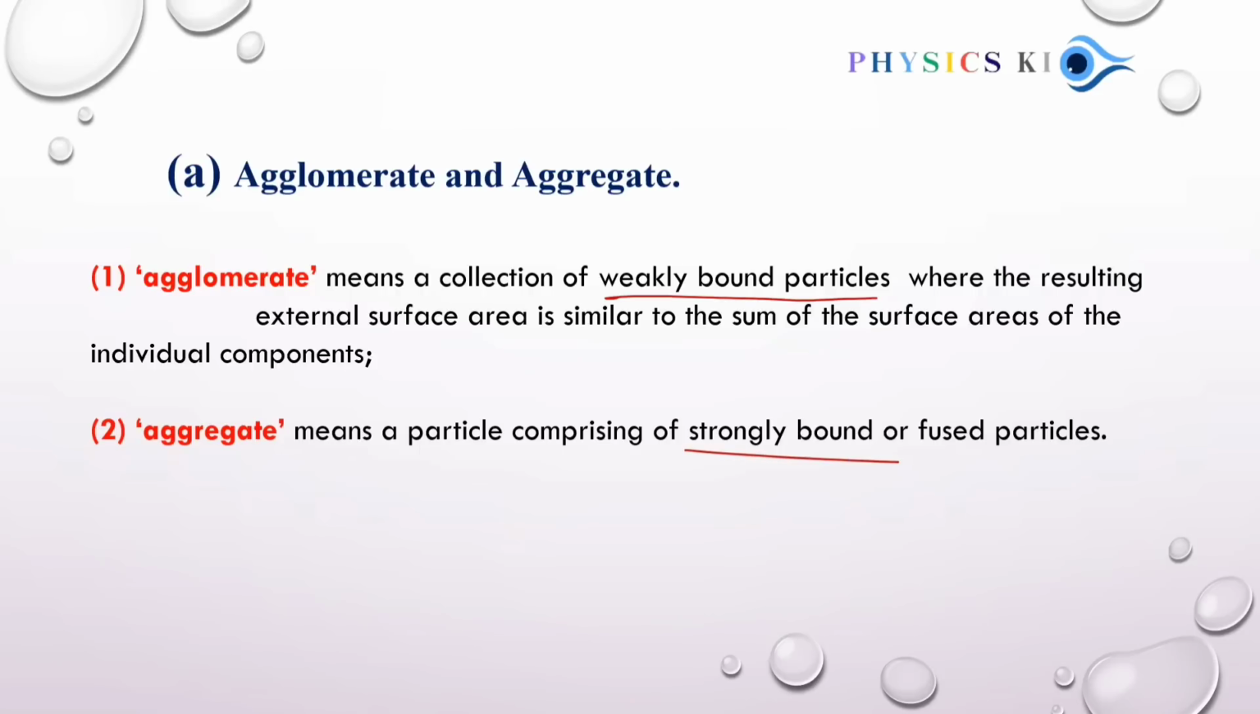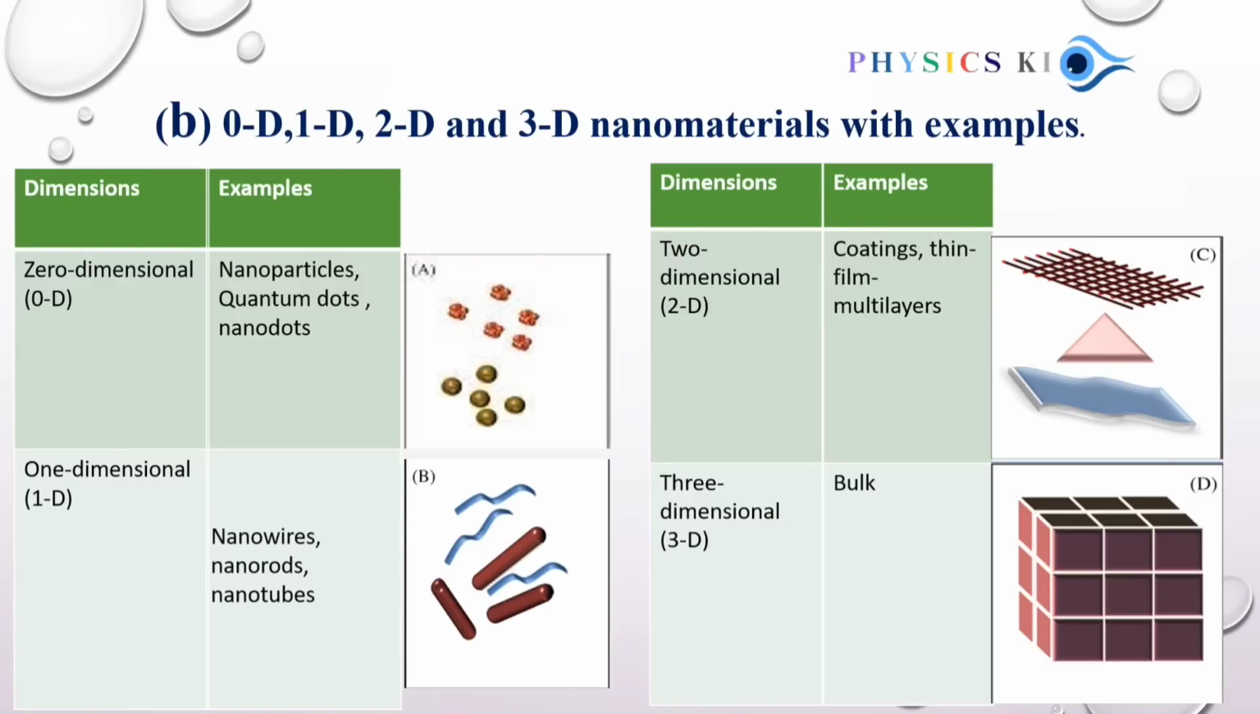Next, 1D, 2D, 3D examples. Zero dimension is nanoparticles or quantum dots. Figures are important. You can draw some particle. 1D is nanowires, nanorods or nanotubes. Like I am drawing a line, that is also a nanowire. Okay. 2 dimension is like thin films or multi-layer coated sheets like this. And the third is a bulk material, which is the third dimension.